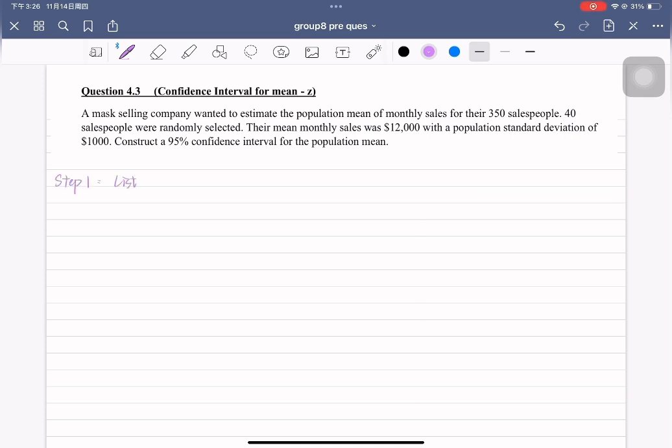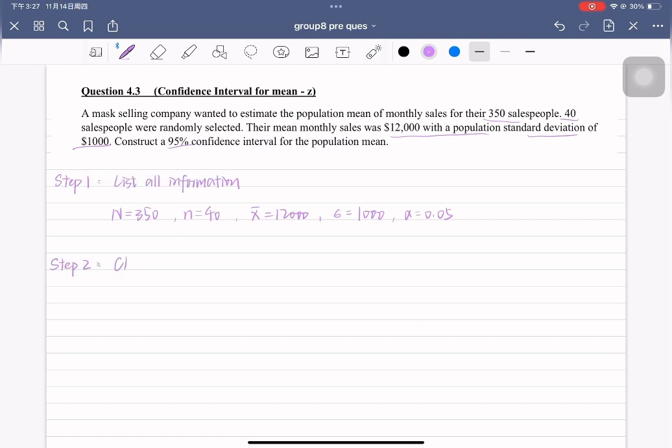So for the first step, let's list out all the information provided in the problem. From the question, we can see that the company has a population size of 350, and the sample size is 40, with the sample mean calculated as 12,000. The population standard deviation is provided as 1,000. And here we want to construct a 95% confidence interval for the population mean.